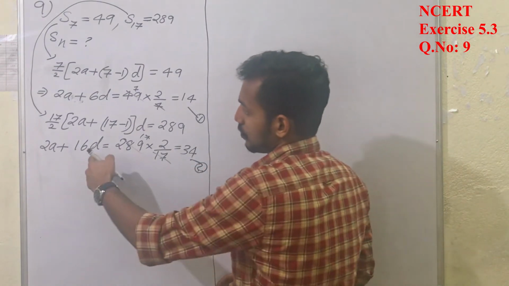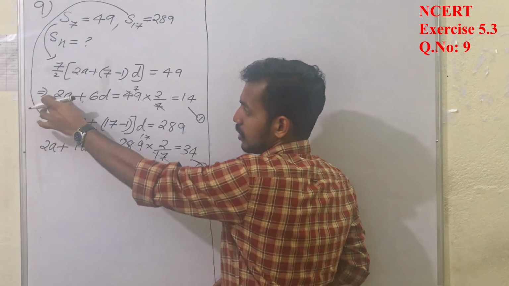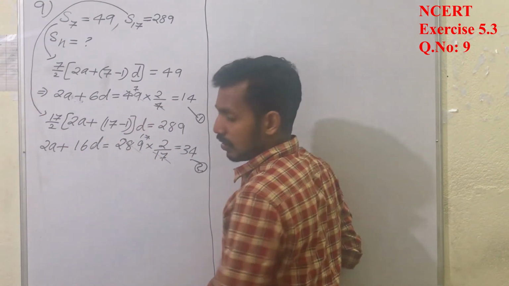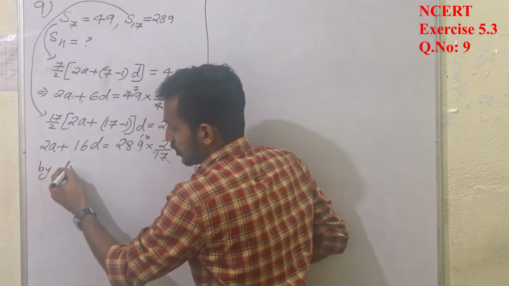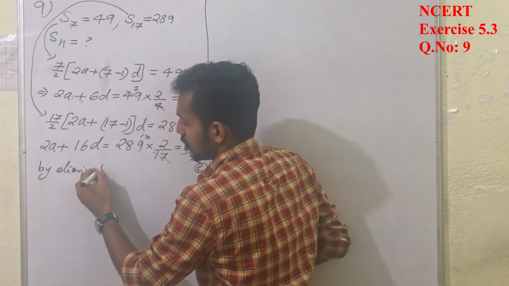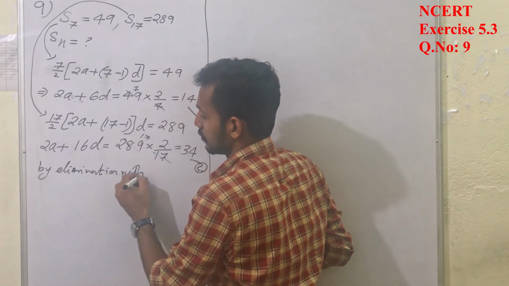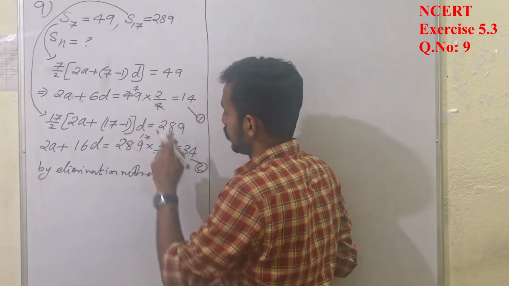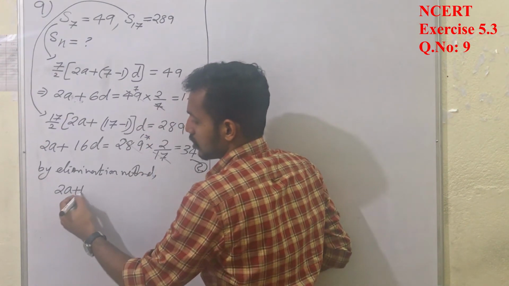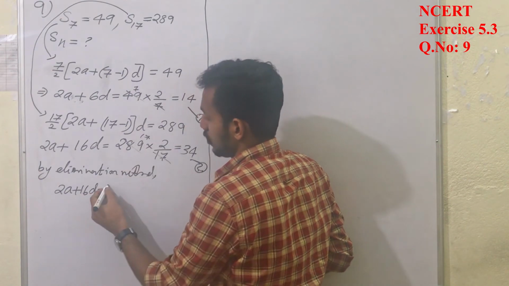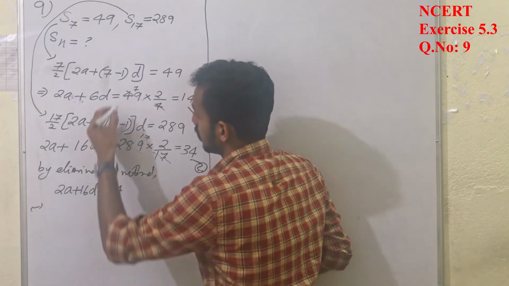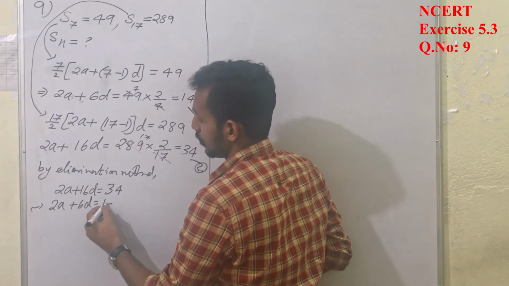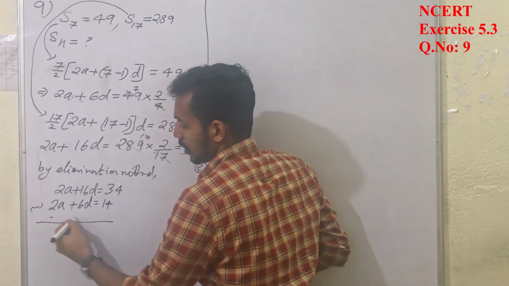So two linear equations we have got in two variables, that is 2a plus 6d is equal to 14 and 2a plus 16d is equal to 34. So we can solve it by elimination method. What we will get? Subtract equation number 1 from 2. So 2a plus 16d is equal to 34, subtract 2a plus 6d is equal to 14.